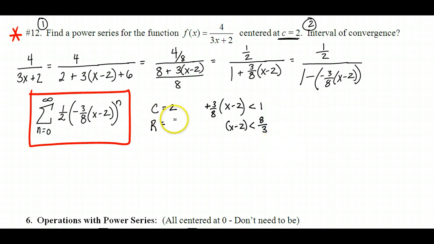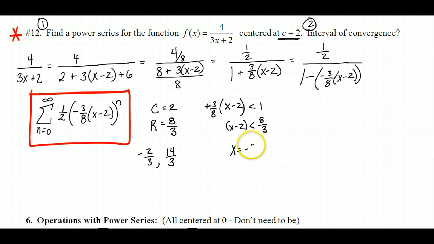So kind of an ugly one. We like integers much better. But we have a radius of 8/3. Alright, test our interval of convergence. If we're at 2 for our center, subtract 8/3, and your left side should be negative 2/3. If you add 8/3, that should give you 14/3. And we get to check them.